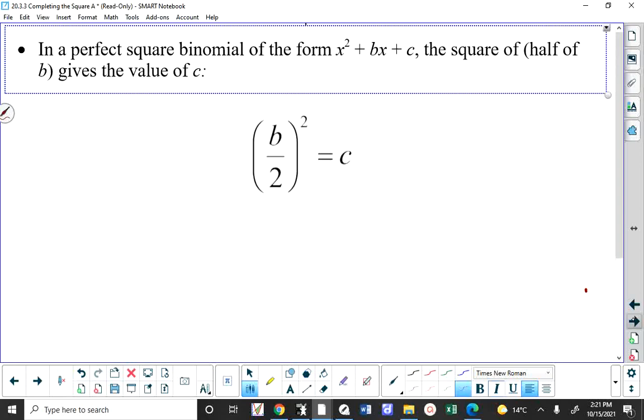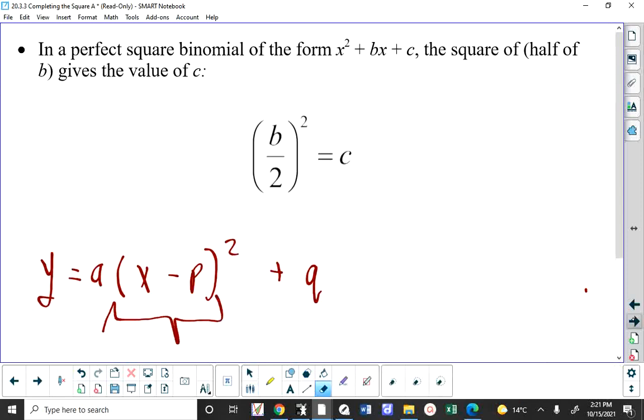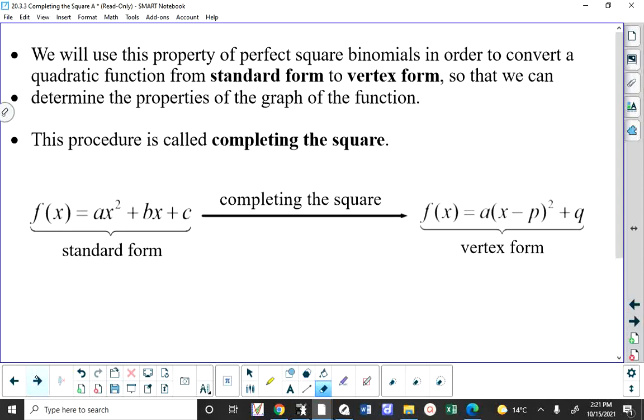So why are we even looking at this? The reason is, and you do not need to write this down, nor do I think you want to write this down, that we are looking at trying to get quadratic functions to look like this. But this is a perfect square trinomial of the type we've just been talking about. So we're going to use that property to complete the square. When you go from standard form to vertex form, that's called completing the square. You ready? You guys are just pumped up for this, I can tell.